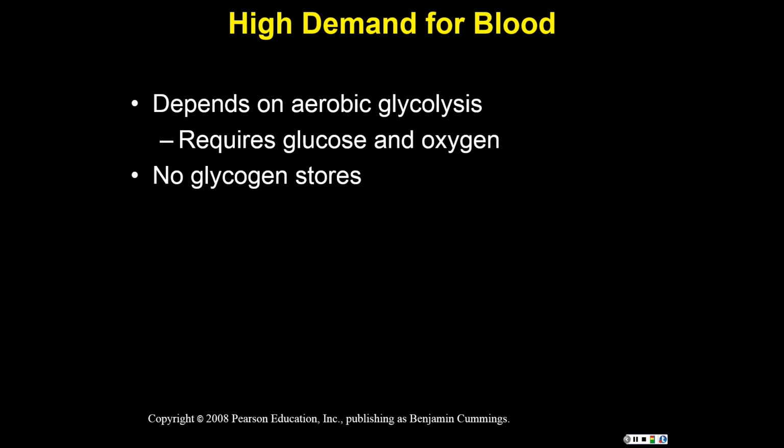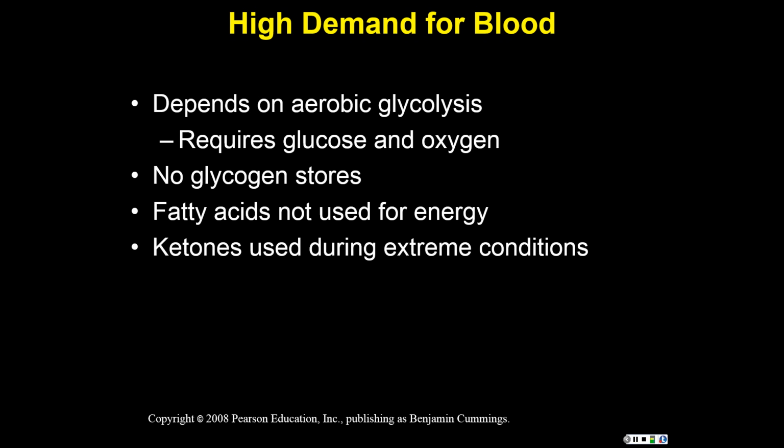Furthermore, the brain and the rest of the central nervous system does not have the ability to store glycogen, which is a storage molecule full of glucose. And fatty acids aren't used. In extreme conditions, ketones can be catabolized for nutrients, but the brain prefers oxygen and glucose on a regular basis.